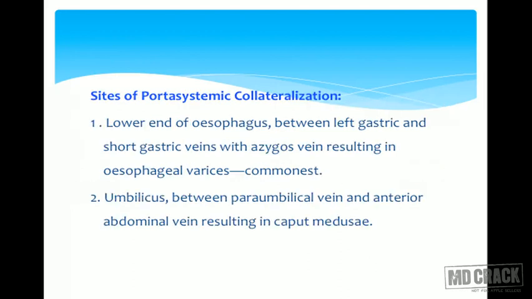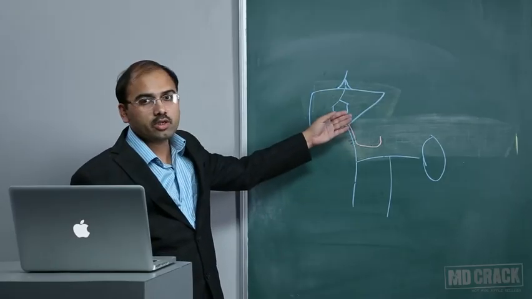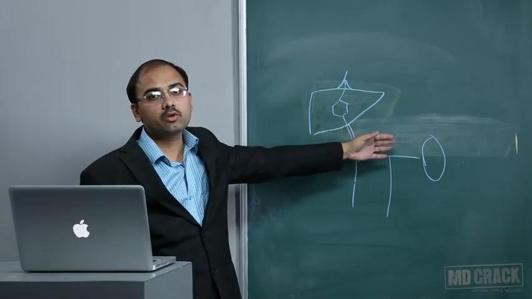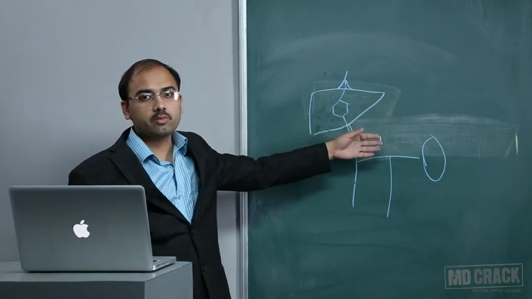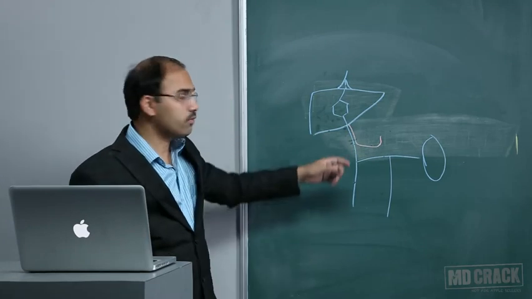Now we'll see what the sites of portosystemic anastomosis are. Whenever there is a rise in portal pressure, obviously blood tries to find its way out to the other system, the systemic circulation. So these are called sites of portosystemic collaterals. It can be the lower end of the esophagus.